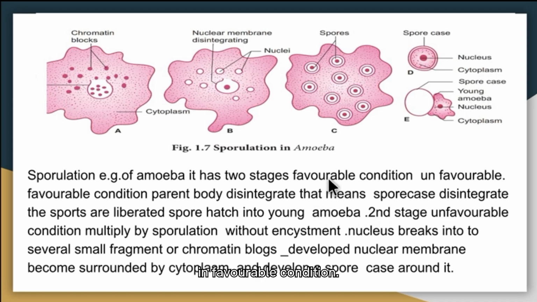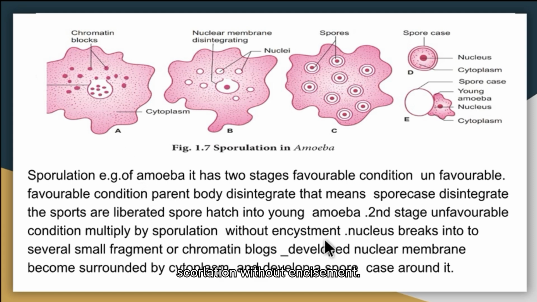In favorable condition, the parent body disintegrates, that means the spore case disintegrates and the spores are liberated. The spores hatch into young amoebae. This one and this one. This is in favorable condition. And the second, unfavorable condition. Due to the unfavorable condition, what will happen? The amoeba multiplies by sporulation. Yes, here.